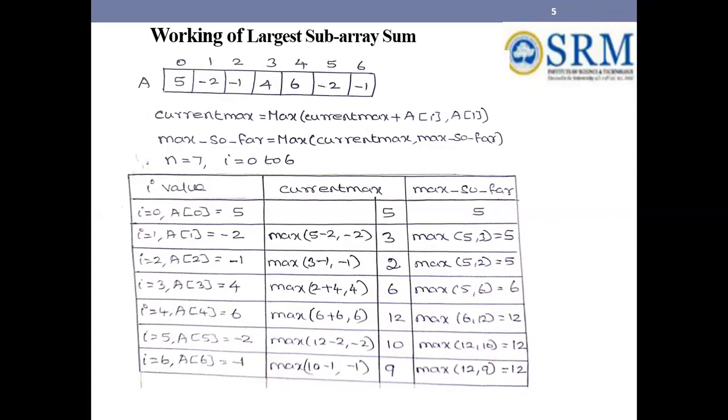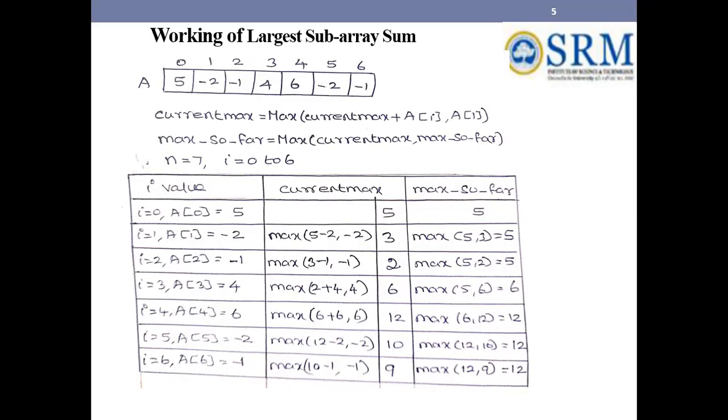That is compared with the max so far in the previous step. So whichever is maximum, that is assigned as max so far. See this example. We have a loop variable I. Initially I equals 0. This is a linear approach. We are taking elements one by one from the first. So take the first element, A of 0, which is 5. Initially that is assigned as current max and max so far. Initially the array's first value is assigned as current max and max so far.